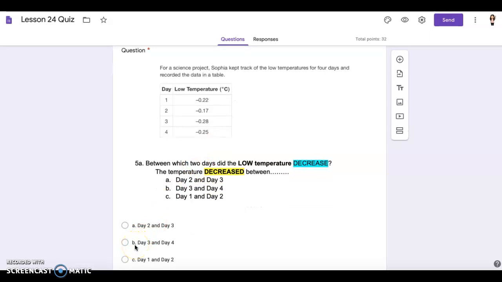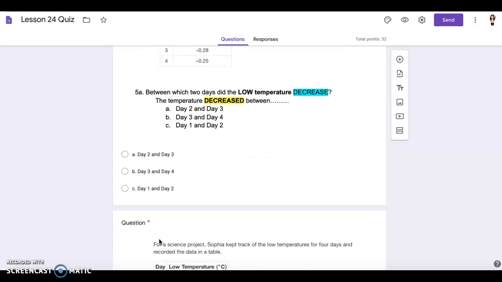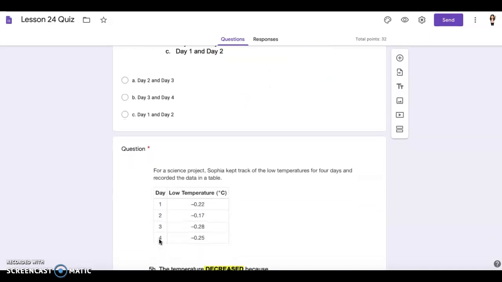Letter B, did it decrease from day 3 and day 4? Day 3 was negative 0.28 and day 4 was negative 0.25. Or letter C, between day 1 and day 2. So day 1, it was negative 0.22 and day 2 is negative 0.17. Remember, the larger the negative number, the smaller it is. So look at that table carefully.